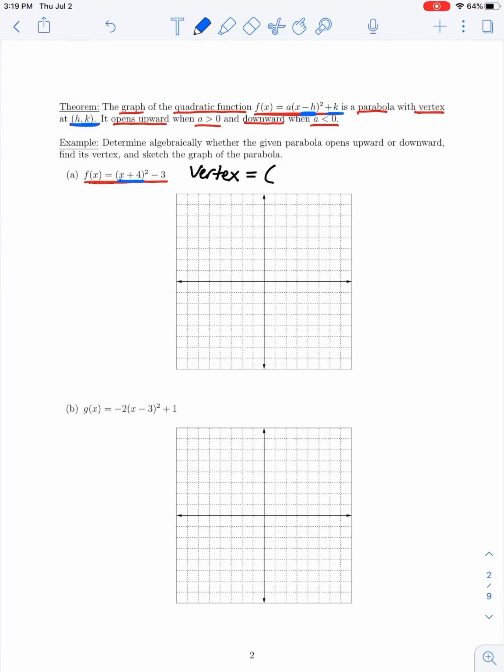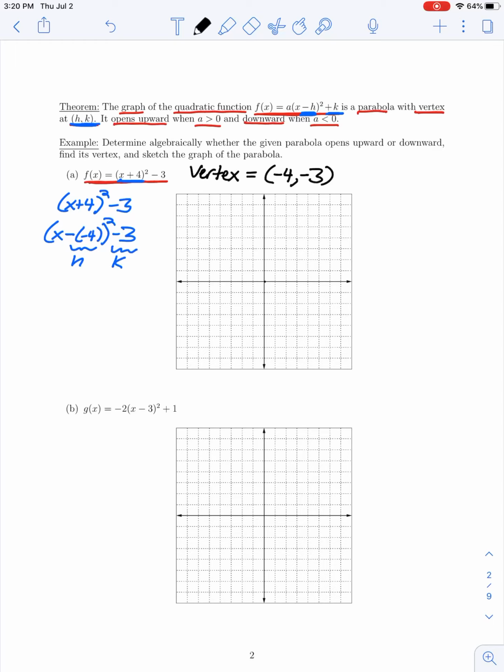Now here, if we have x plus 4 squared minus 3, if I want to think about that as subtraction, I could think about this as x minus a negative 4 squared minus 3. So here the value that I'm subtracting from x is my h, and the constant that I'm adding on the end would be k. So in this example, our vertex would be the point negative 4, negative 3.